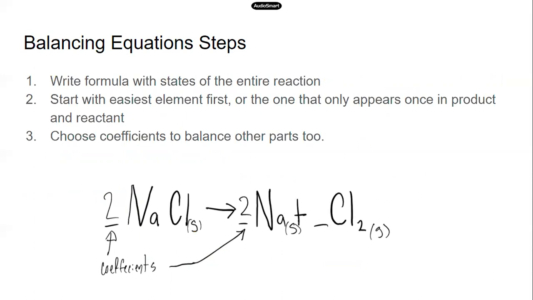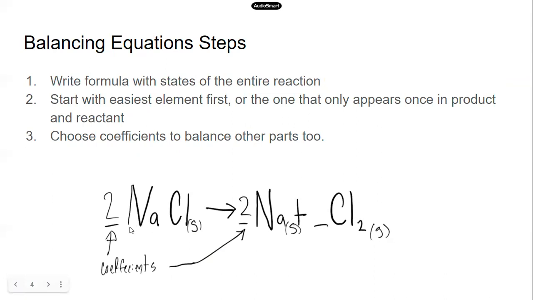So first, a lot of times we're just going to be given the names of the reaction. So for example, in this one down here, we're going to have sodium chloride yields sodium plus chlorine. And so we have to write it out first. And then we're going to see when we do that, that there's going to be less chlorine on the left-hand side than the right. So we're going to start usually with the easiest element, which is the one that only appears once in the product and reactant.